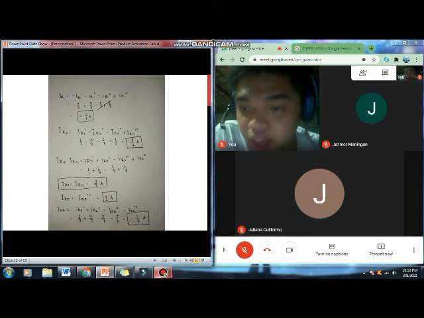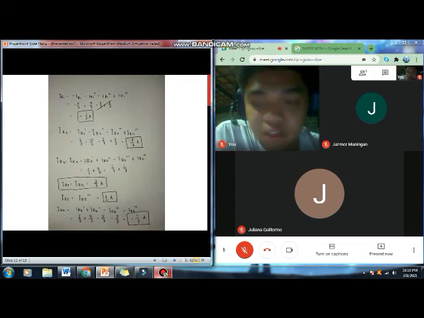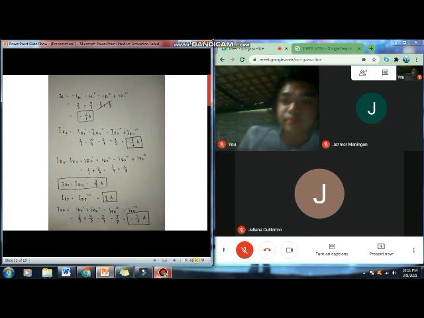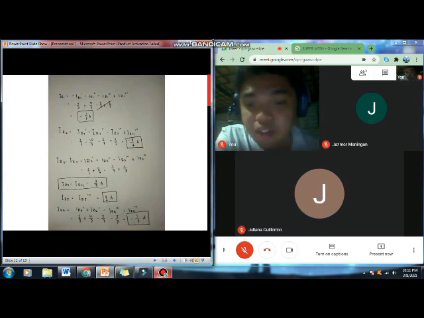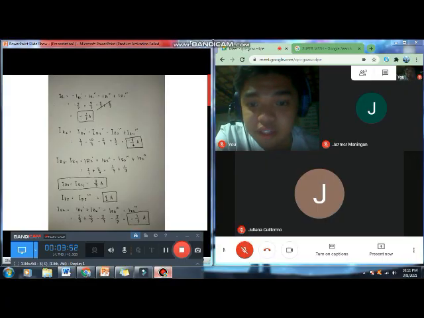Then, for the last, IR6 equals to IR6 prime plus IR6 double prime minus IR6 third prime and IR6 fourth prime. Exchange the value: 2 over 7 plus 4 over 7 minus 2 over 7 minus 5 over 7. Ang kakalabasan ay negative 1 over 7 or negative 0.143. So that's all for the solution of our circuit. Thank you.